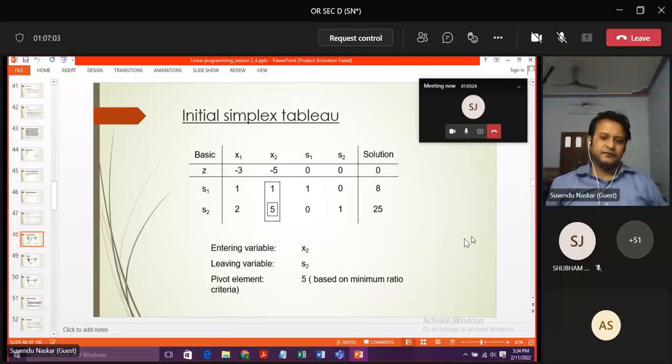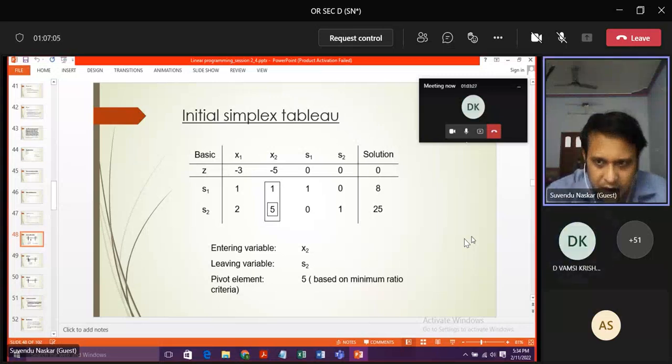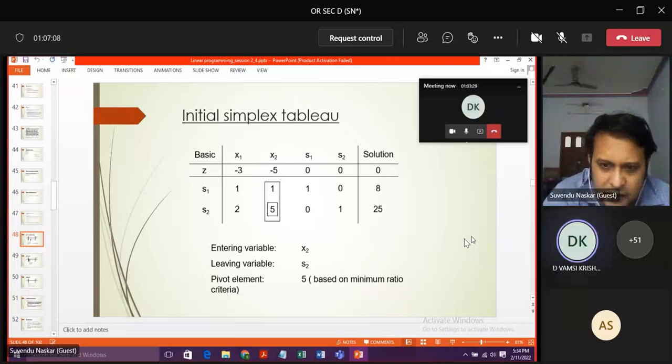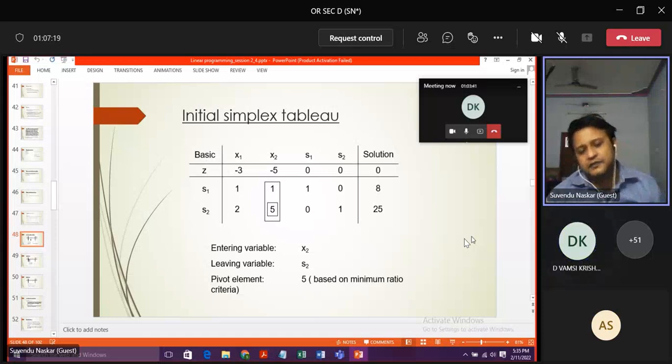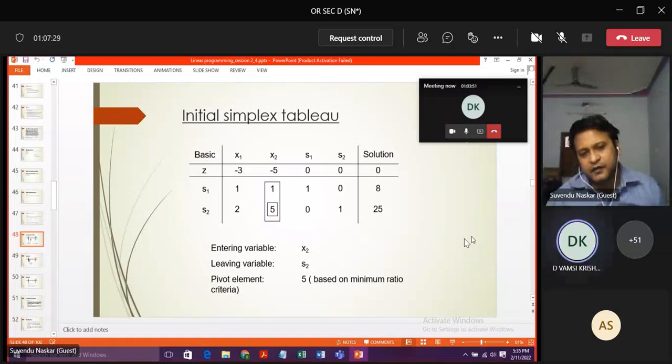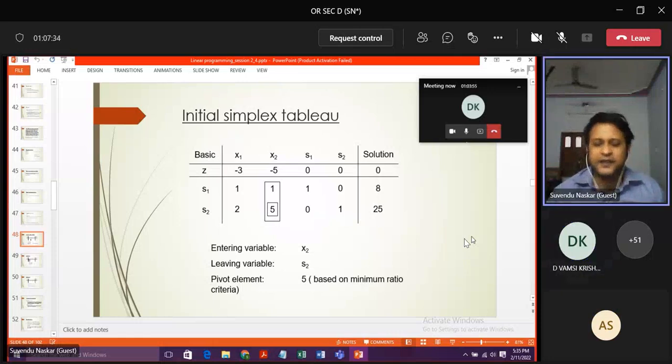Sir, I have a doubt. Yeah. Sir, for the minimum ratio criteria, is it the absolute ratio or including the sign? Suppose instead of 5, it was -5 here. Our ratio, yeah. No, including the sign. So if it was -5, what does that mean? Yeah, that is possible depending on the problem statement.